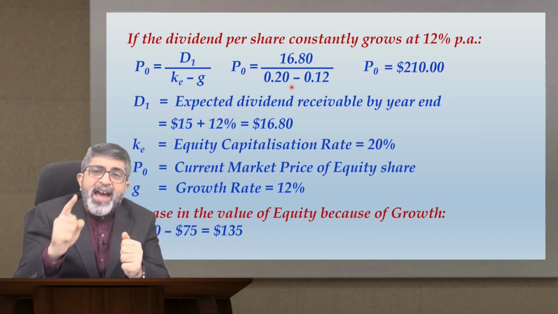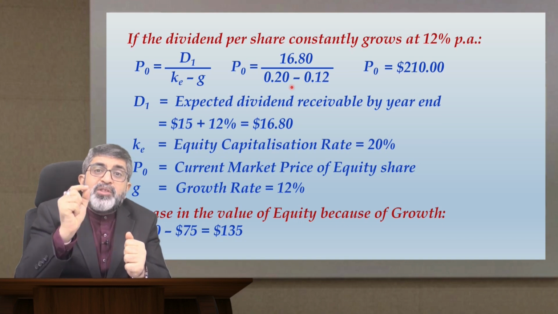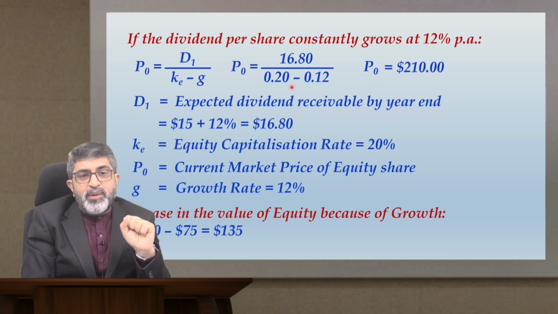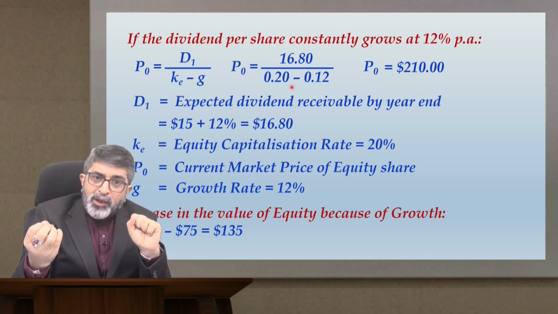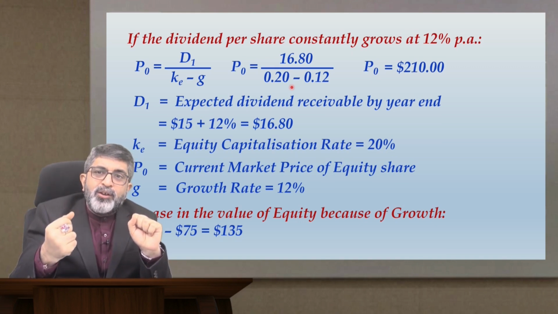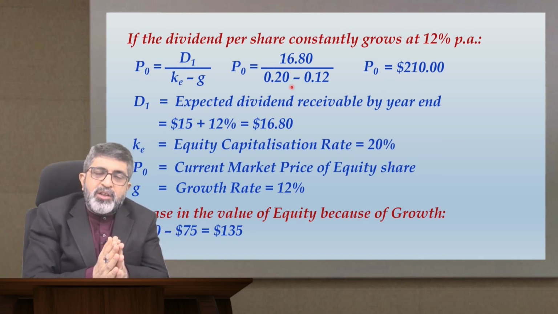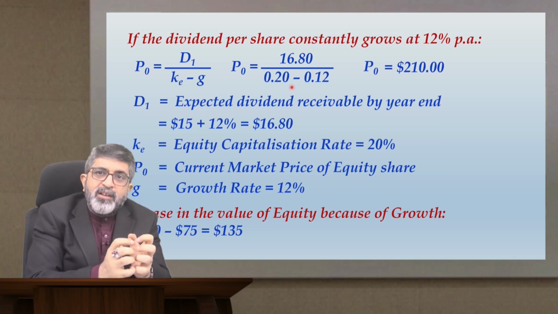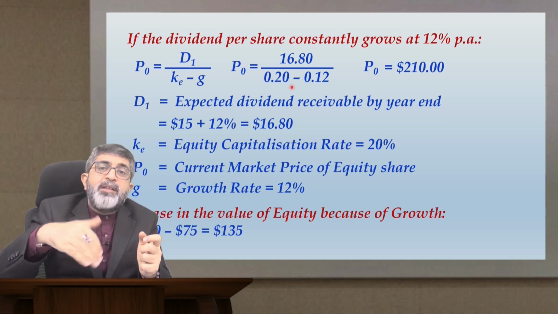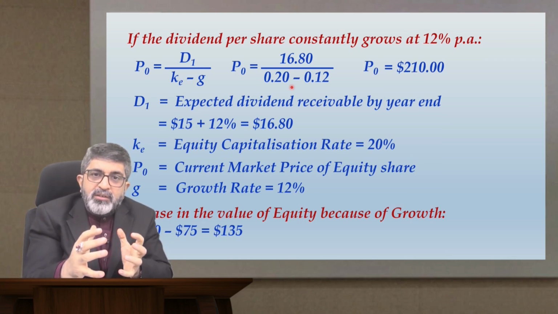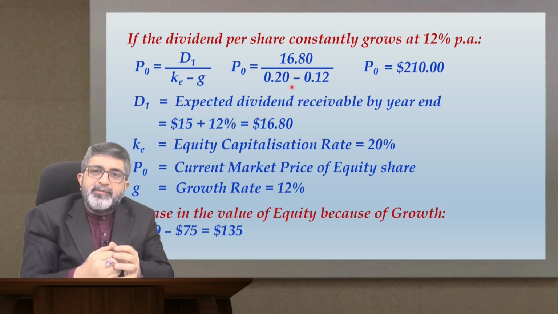because don't forget, as per Gordon's model, the growth rate is a product of two components. What two components? The retention ratio and return on equity. If you want to keep the growth rate at its highest, you keep your return on equity, but beyond a point you cannot increase the return on equity. So what is there in your hand is to adjust your dividend payout ratio. So you pay lesser dividend, you have more retention, and your growth rate will be higher.